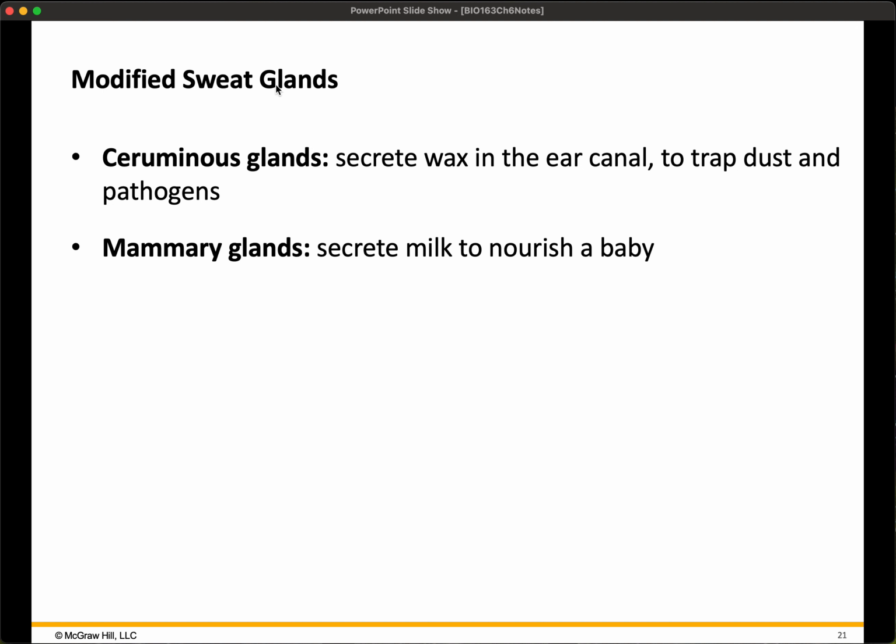Modified sweat glands, so the body is an amazing thing, and it likes to just find a structure that works and then change it around a little bit. So ceruminous and mammary glands are both modified sweat glands. Mammary glands secrete milk, obviously, and ceruminous glands make earwax to trap dust and pathogens. So our bodies found a structure, those sweat glands, that works, and they said, well, we can just change this around a little bit, and it'll work great for producing milk and earwax.